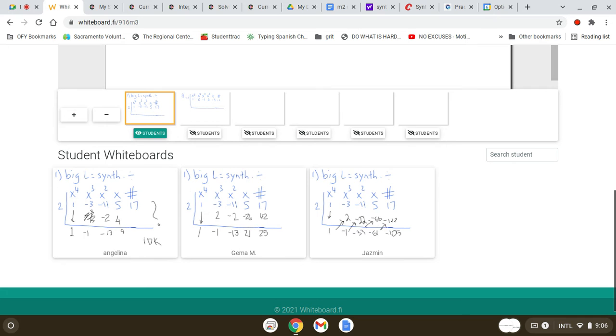And then -1 times 2 is -2, which Jasmine wrote down the wrong number. Wait, wrong number? So below the -1, there should be a -2, Jasmine. That's why your stuff started getting really, really big. Oh. Okay, the -13s for Gemma and Angelina look fine. Then we do -13 times 2 is -26, which should be below the 5. Should be a -26 below the 5.